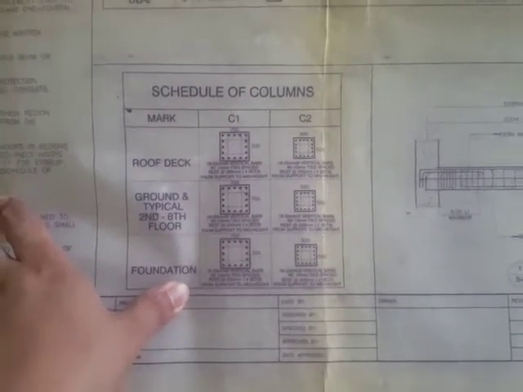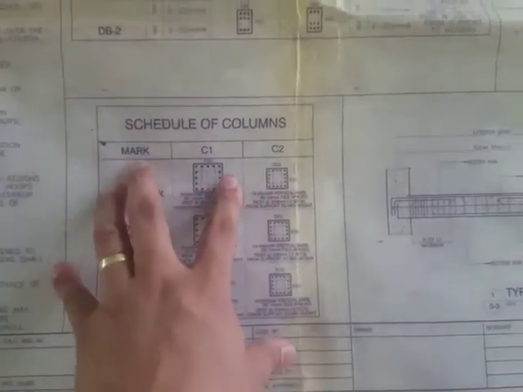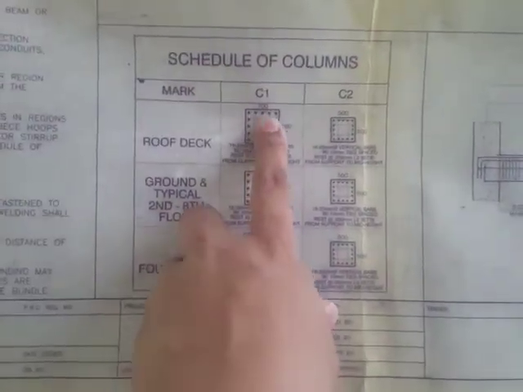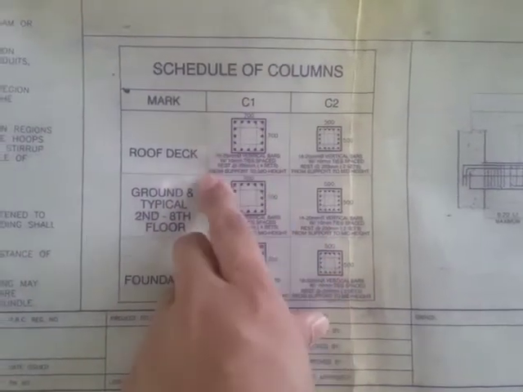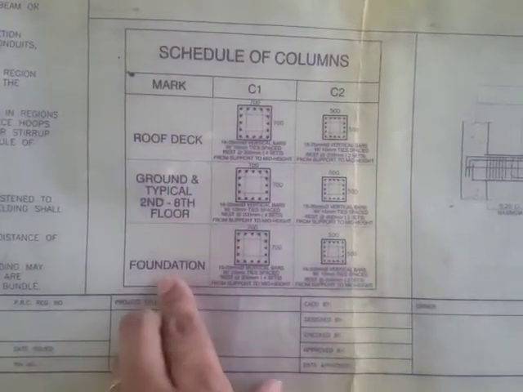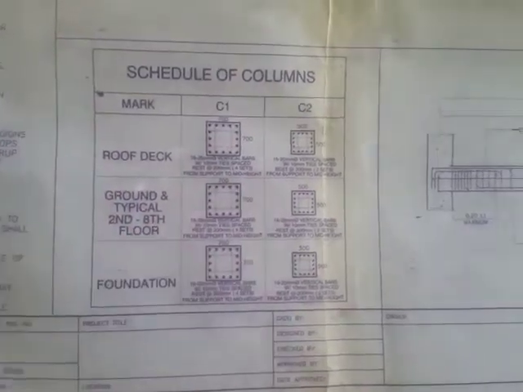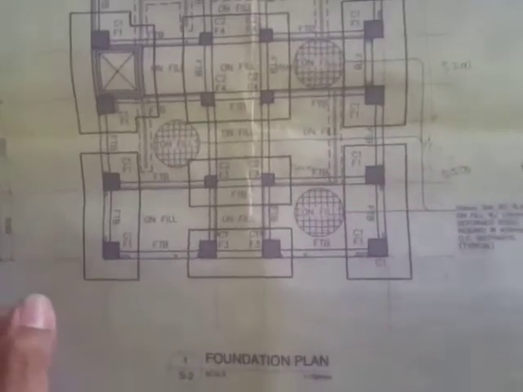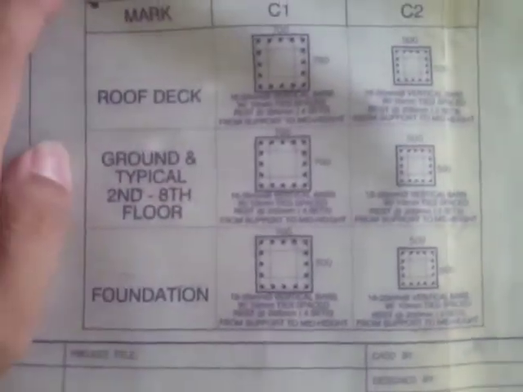Okay, so what else? For the columns, it's also shown in this manner, a schedule of columns or tabulated representation. So here we have C1, meaning column 1, and then column 2. So at the roof deck, ground, and then foundation. Okay, so we can refer back to structural sheet number 2. For example, the foundation plans, we have C1F1. Okay, so column 1, then the details for column 1 is this.